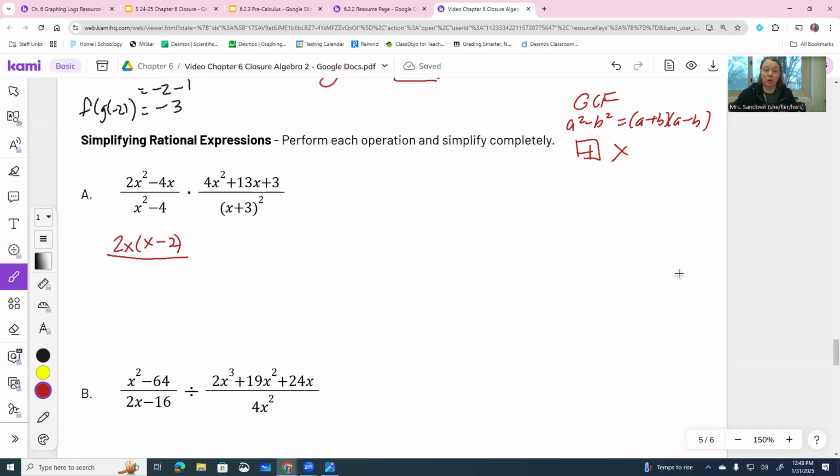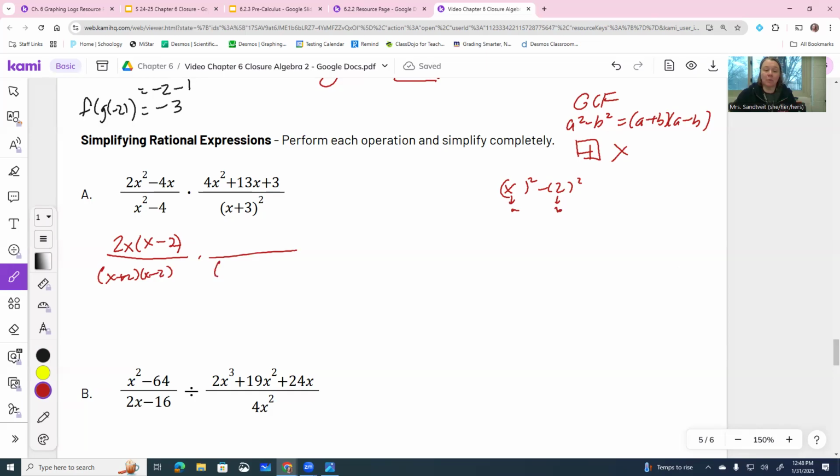On the bottom here, this is difference of squares. X squared is a perfect square and 4 is a perfect square. This is like having x to the second minus 2 to the second. So when I'm comparing it, this is my a, this is my b. So that factors into x plus 2 times x minus 2.